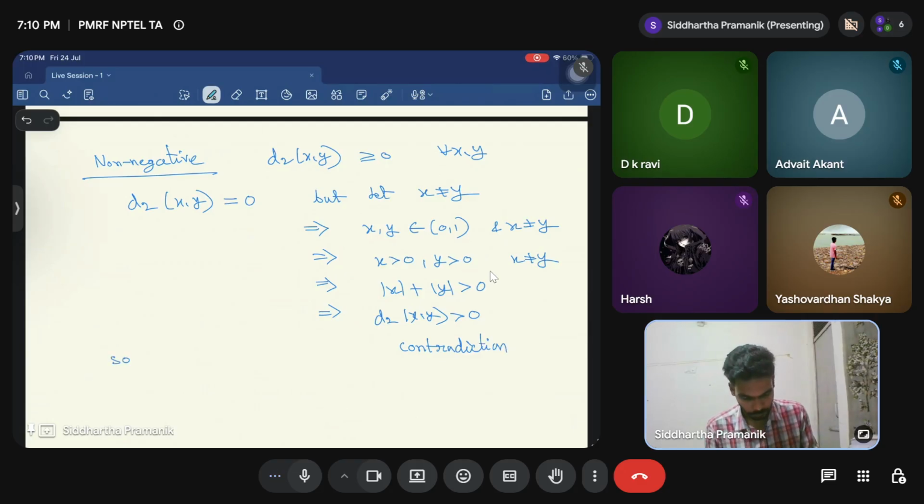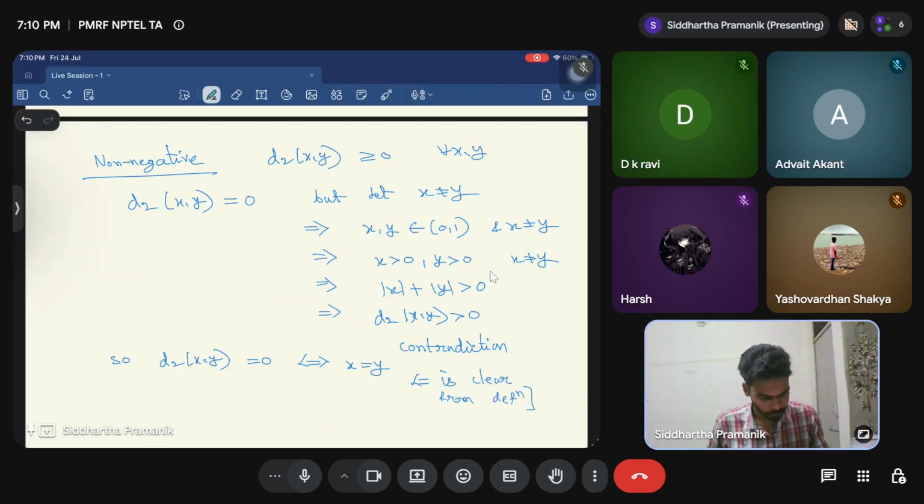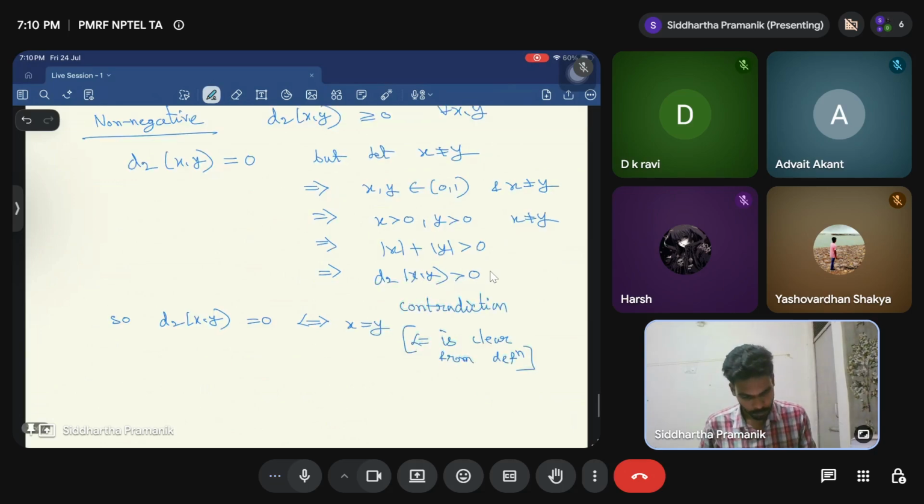So D2 of x,y is 0 if and only if x equals y, because the other direction is clear from the definition. Okay, now symmetry will follow easily. This is trivial, but let's check the triangle inequality carefully.